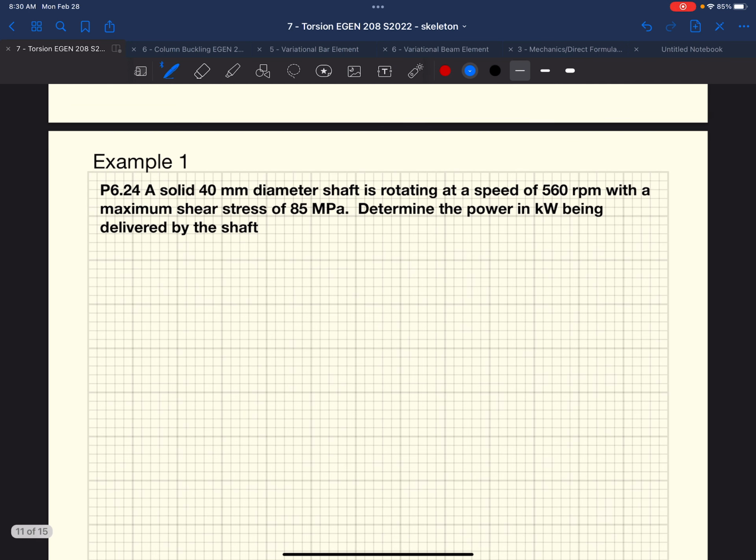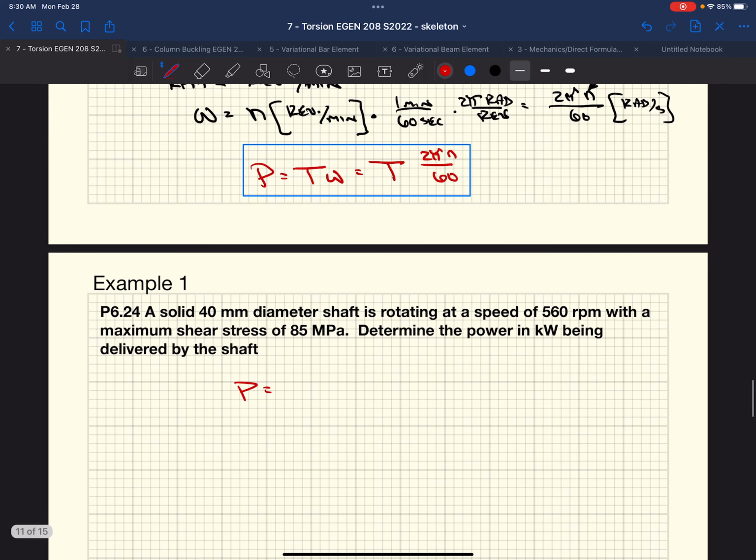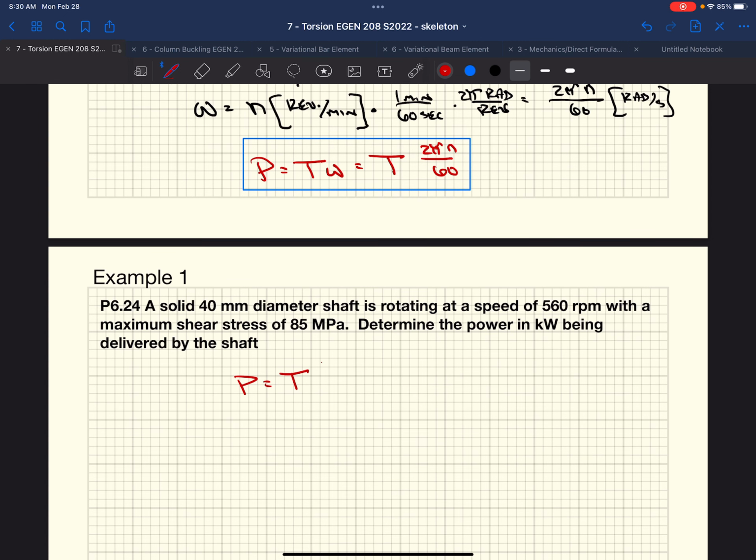Well, our 2 big equations here: we have our power equation we just derived. Power is torque times 2 pi n over 60, n being revolutions per minute. That's what they gave us. So we're going to need this equation, 2 pi n over 60. We've got another equation that relates applied torque to the shear stress in the shaft. That's T equals tau max times the polar moment of inertia all over our maximum radius. We've used that equation a number of times already.